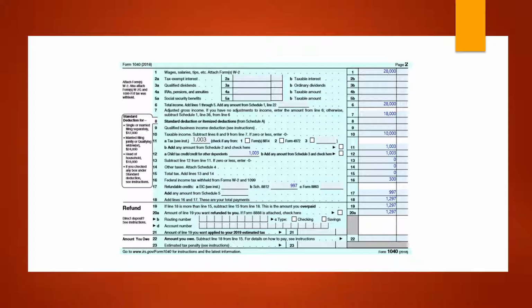On line 18, add 17 and 16 to get to $1,297. These are your total payments. On line 19, your overpayment would be $1,297 since we have no tax. Since you'd want the total amount refunded to you, put the amount on line 20A. You can get that directly put into your account by adding your routing and account number and checking the type of account that it is.